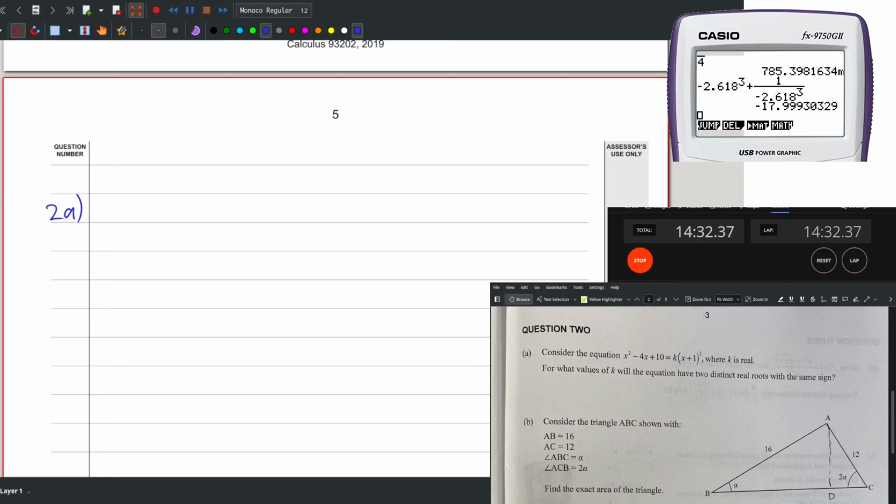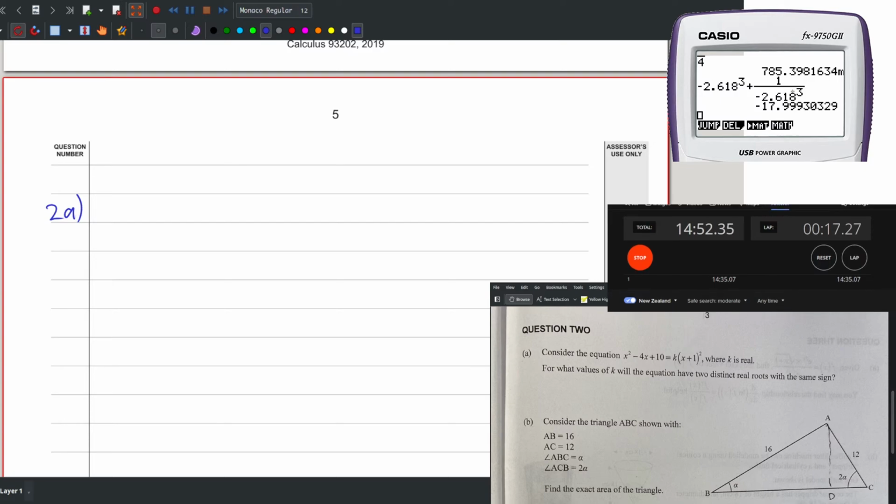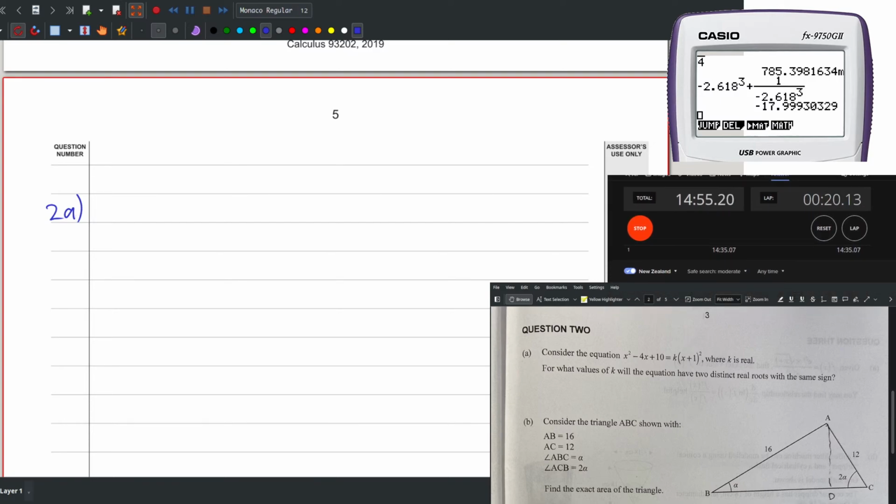Okay, so that was the first question. Just take a lap. How does this work? Alright, there we go. Okay, so x squared minus 4x plus 10 equals k, x plus 1 squared. K is real. Oh, easy enough.